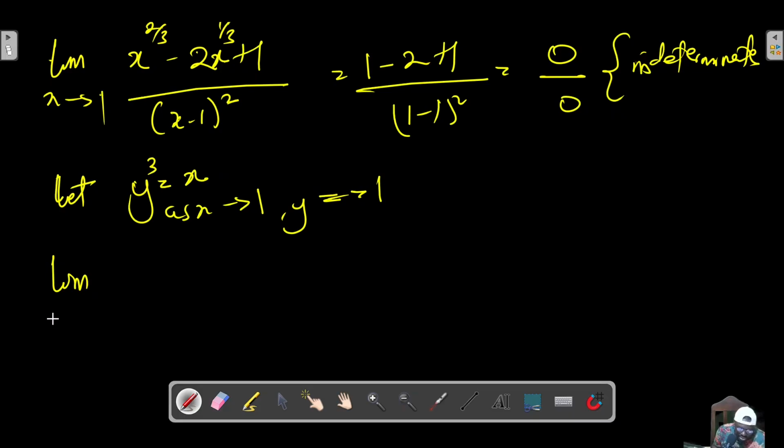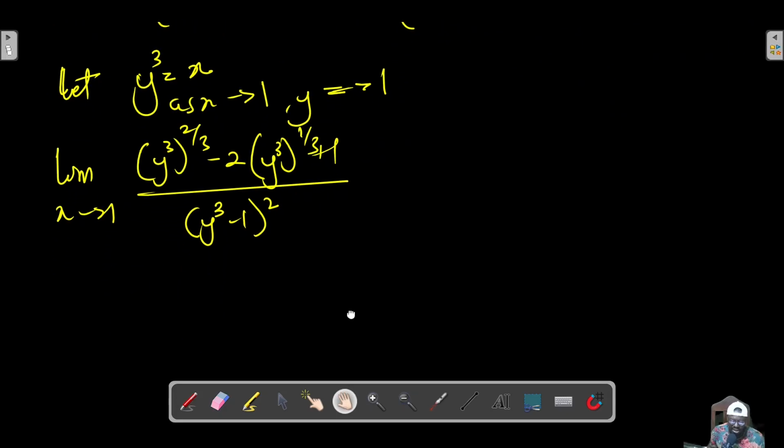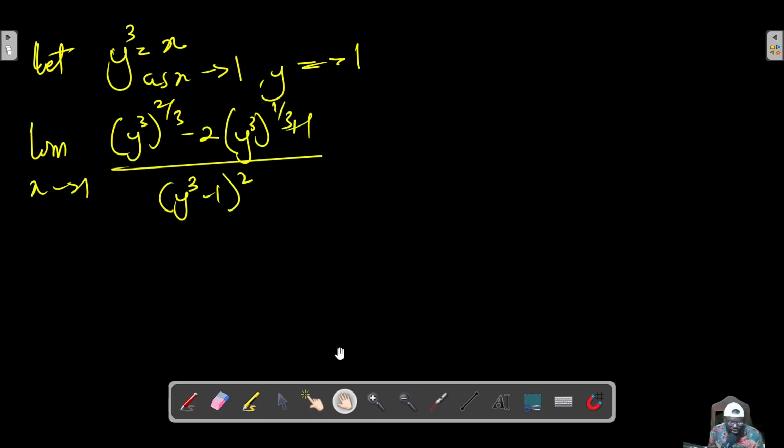So my new limit will be limit as y is approaching 1 of y cube raised to the power 2 on 3 minus 2 y cube raised to the power 1 over 3 plus 1, divided by x minus 1 all squared. x is y cube, so y cube minus 1 all squared. This is what I have. I think the job is done basically.